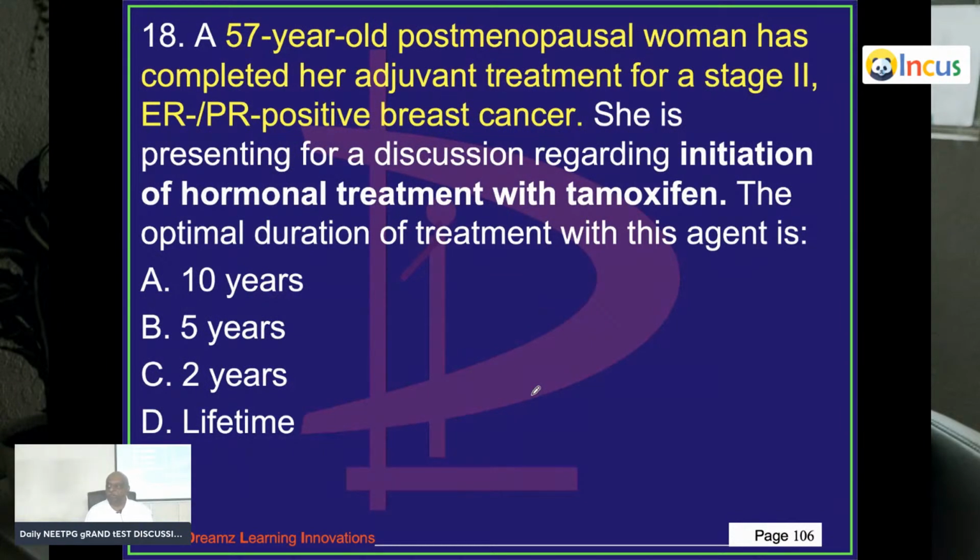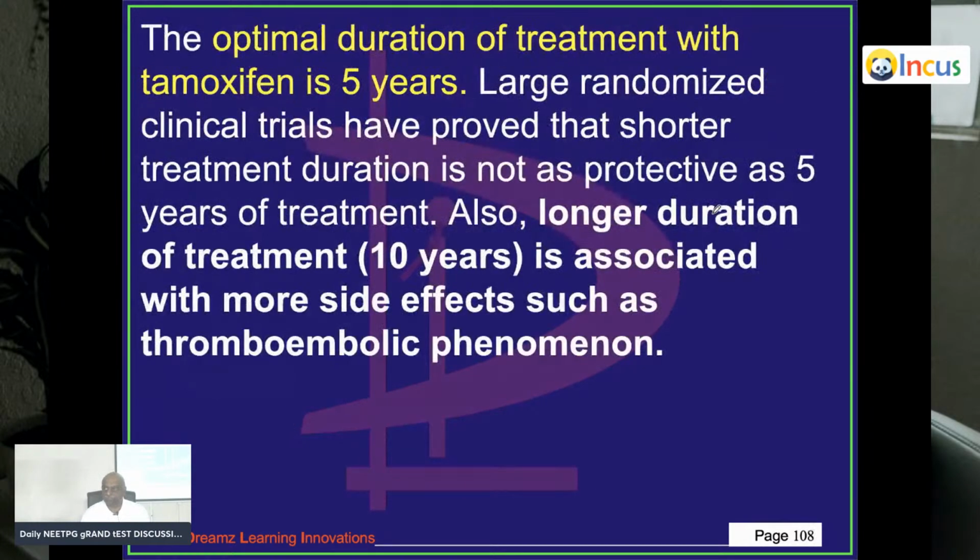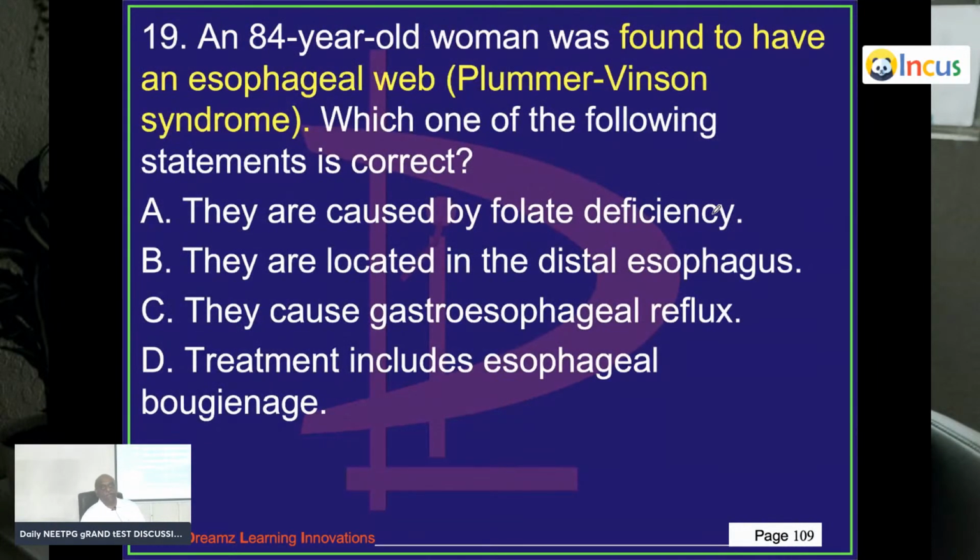57-year-old postmenopausal woman, stage 2 PR positive breast cancer. So, initiation of hormonal treatment with tamoxifen. What is the duration? 5 years. Optimal duration with tamoxifen therapy is 5 years.